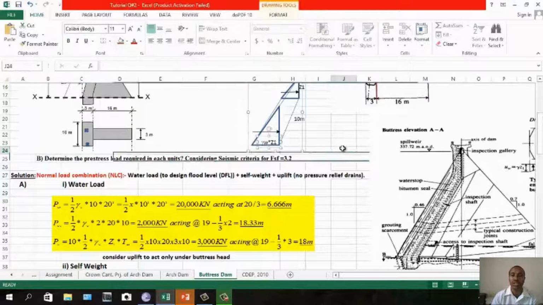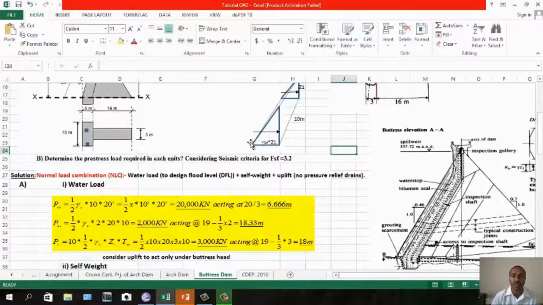So you can see now, if you multiply the area, half times gamma W times 10 times 20 square. 20 is the height of water, so Z1 times Z1, 20 square. And also a 10 meter width in this direction. Clear? Gamma W times 10. So you will get 20,000 kilonewton acting at 20 over 3, which is 6.66.